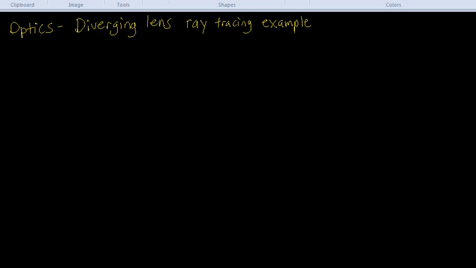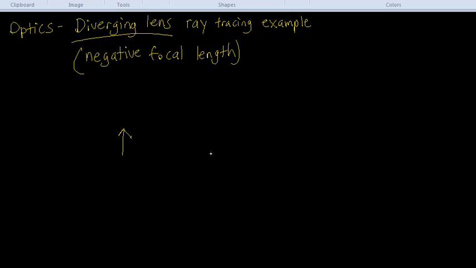Let's do a ray tracing example with a diverging lens. Remember, a diverging lens is a lens with a negative focal length. So in the example we have an object, we have a focal length, and a lens, a negative index lens out here.